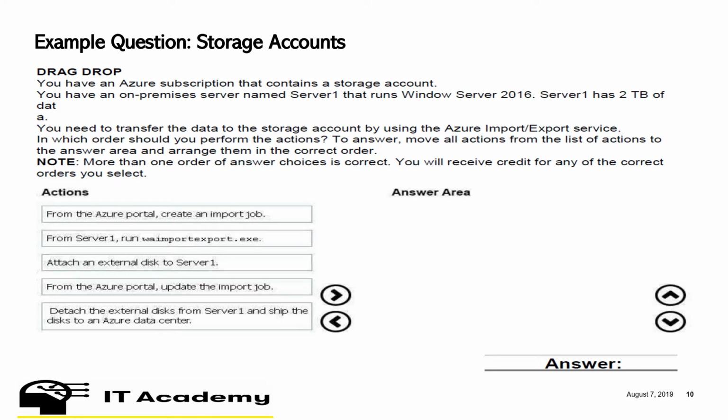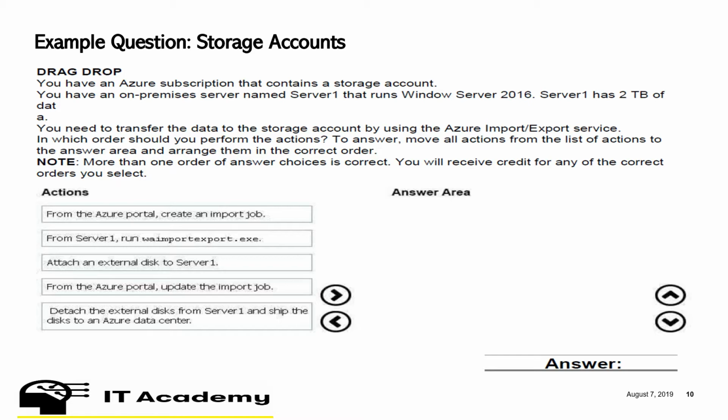This first readiness review question is an example of a drag and drop question. Here we're given a scenario in the question. The scenario tells us we have an Azure subscription that has a storage account in it. It also tells us we have an on-prem server named Server 1 that runs Windows Server 2016. We're also told that Server 1 has 2 terabytes of data on it. Our objective is to transfer those 2 terabytes of data to the storage account in Azure using the Azure Import-Export service. In which order should we perform the actions?